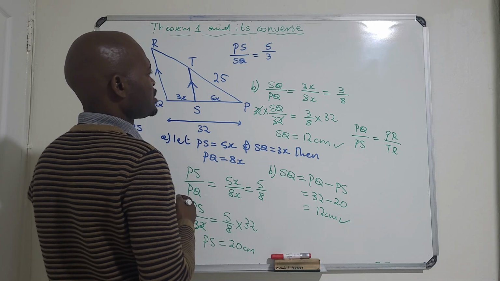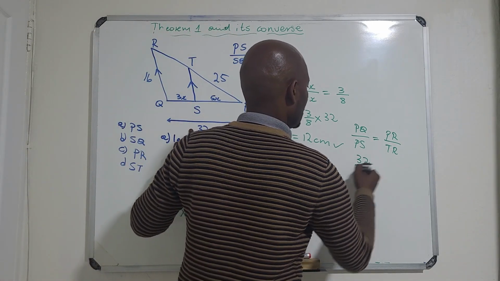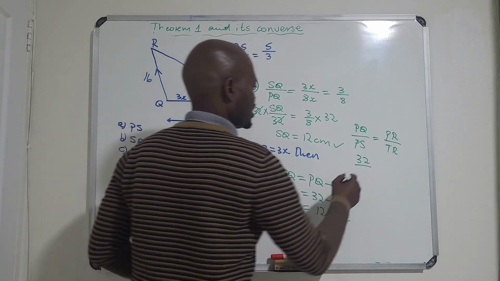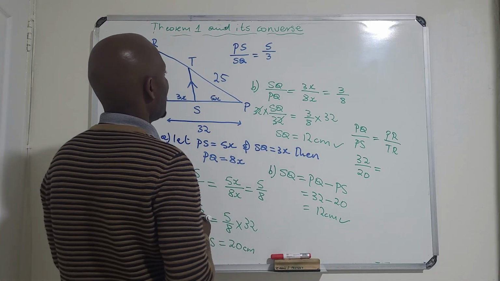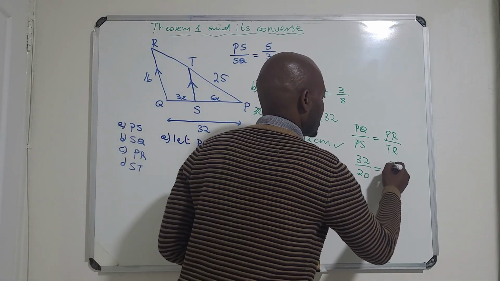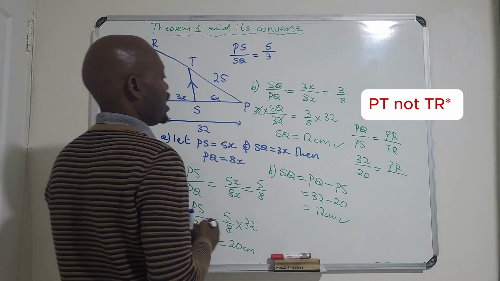Now, what is PQ? PQ is 32 over PS, which is 20, equals to PR, and we are looking for PR, over PT, which is 25.